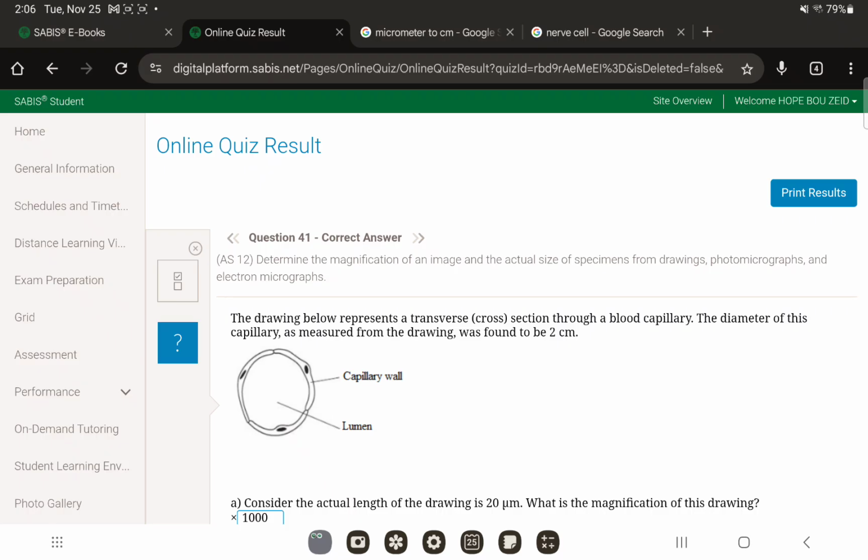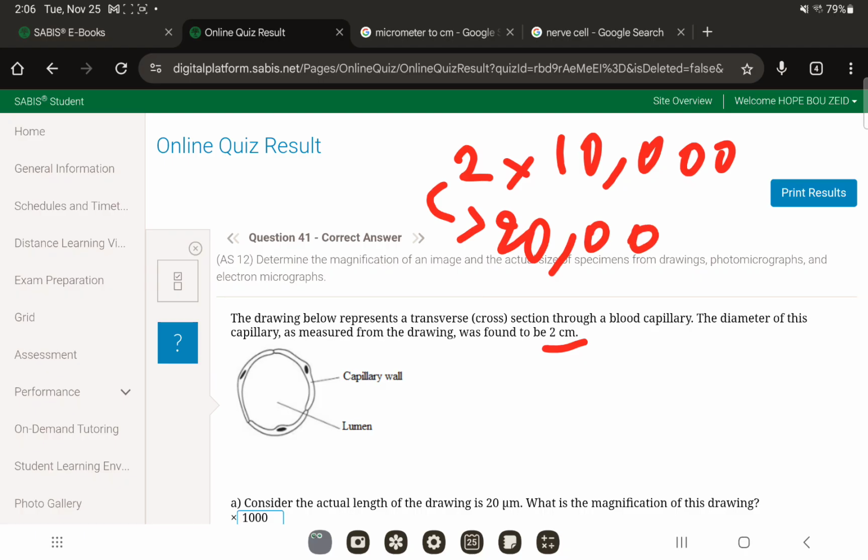So to go from micrometers to centimeters, we could instead change it from centimeters to micrometers, which would mean we'd have to multiply it by 10,000. So 2 times 10,000 to get 2 centimeters in micrometers would be 20,000 micrometers.